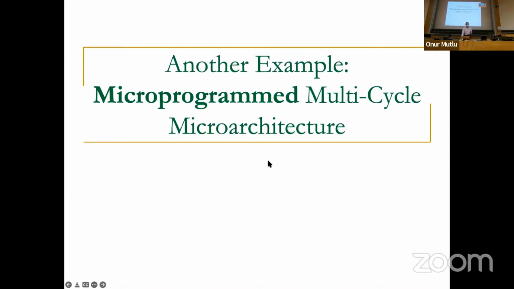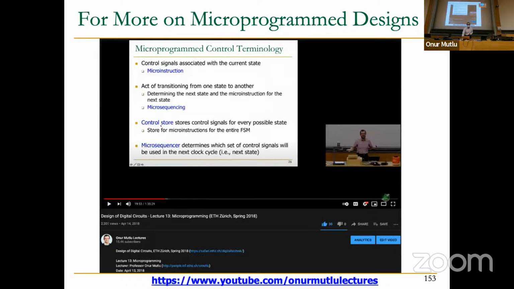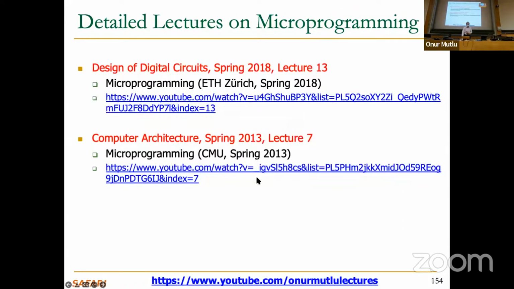There's another example, a microprogrammed multi-cycle microarchitecture, in your book, which is Patt and Patel, actually in Appendix C, which you can find online on the course website. I'd recommend you take a look at it. I'm not going to make you responsible for it. It's also a beautiful design in the LC-3, but we don't have time to cover it. And if you're really interested in microprogrammed designs, you can actually watch lectures as well.